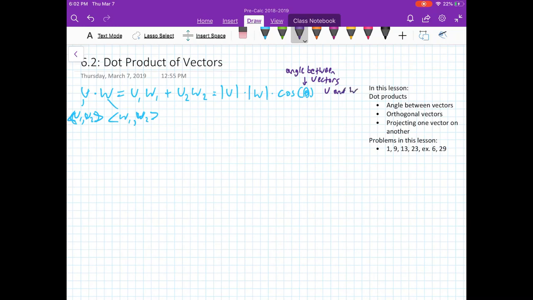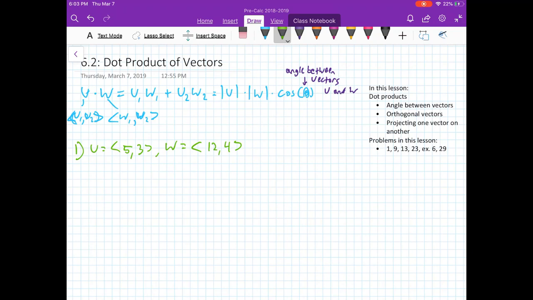Now let's unpack what we're talking about here. Or maybe more accurately, let's unpack this with an example. Let's just jump right into example 1. This is exercise 1 in the books. We have a vector u that goes to the point 5, 3. And we have a vector w that goes to the point 12, 4. And it asks us to find the dot product of u and w. Well, in the book it says u and v, but for the sake of this example, we used u and w.